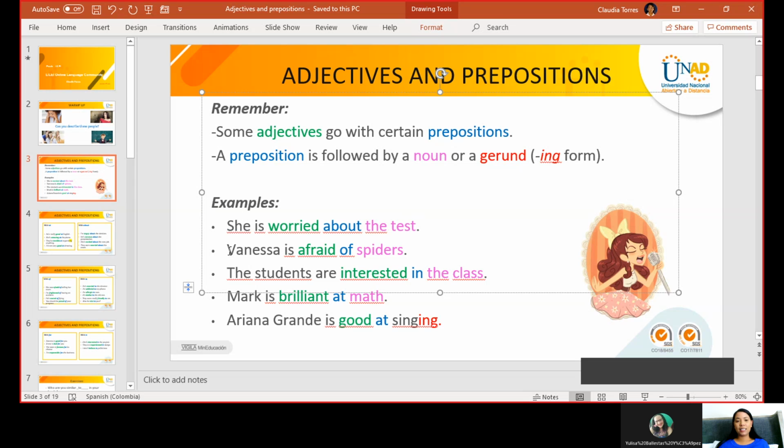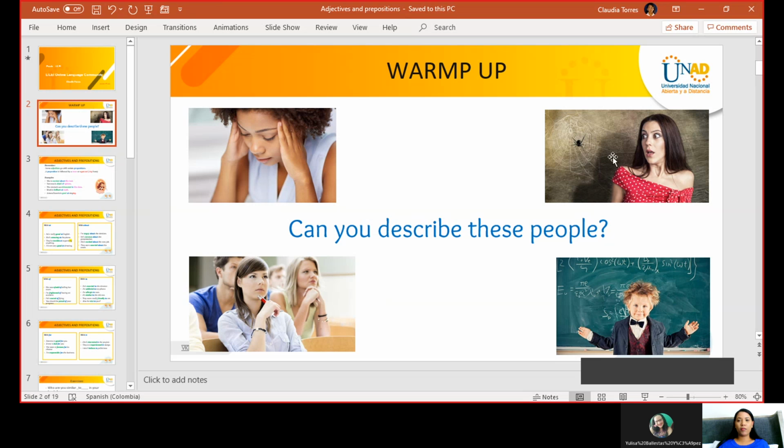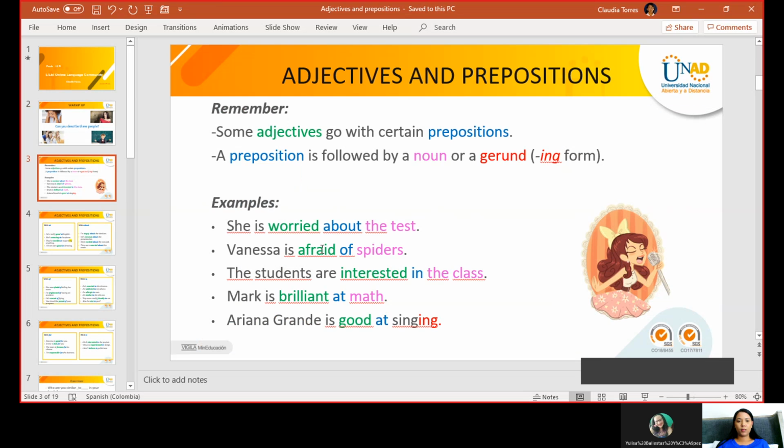Vanessa is afraid of spiders. You remember Vanessa? This is Vanessa. So she is afraid. So afraid is the adjective, but afraid goes with of, right? So she is afraid of spiders. Okay, so together, afraid of.